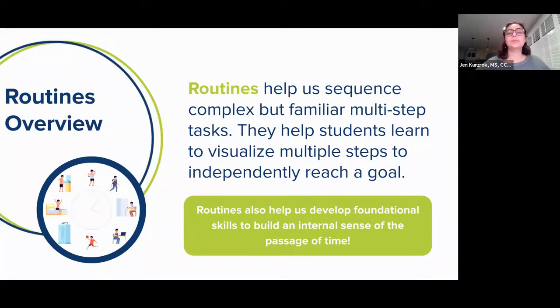So routines help us sequence complex multi-step tasks, but complex familiar multi-step tasks. And they help students learn to visualize all those steps, which helps build their independence. And the key for routines is that a routine is a routine, not because it's a sequence, but because it's a consistent sequence. And doing it the same way every time is what helps students to be able to visualize and then execute independently.